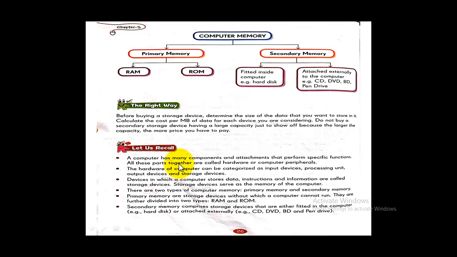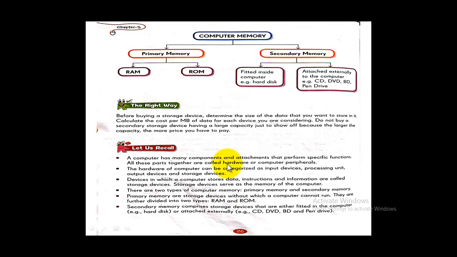A computer has many components and attachments that perform specific functions. They perform specific functions. Now all these parts together are called hardware, or computer peripherals.